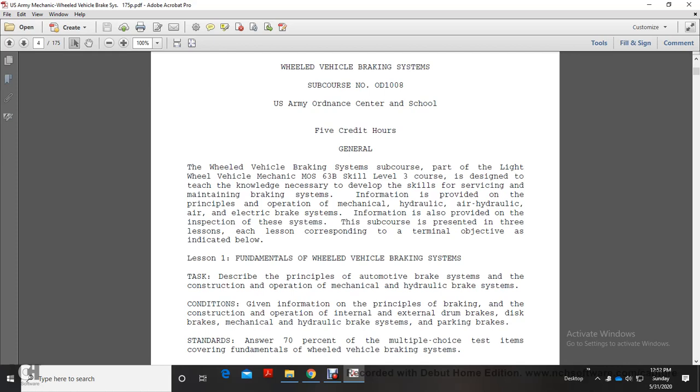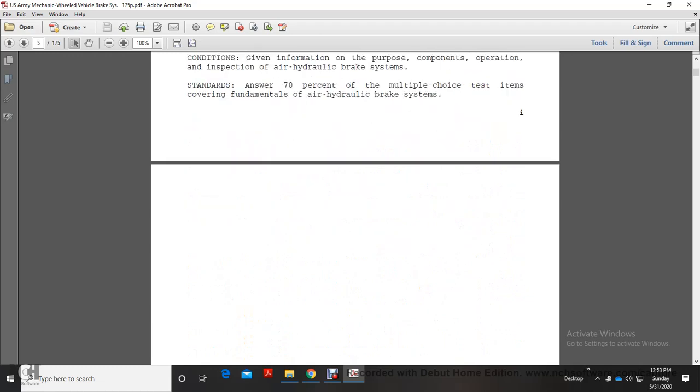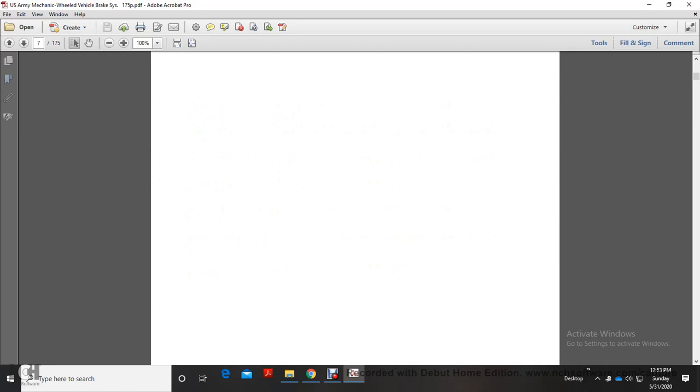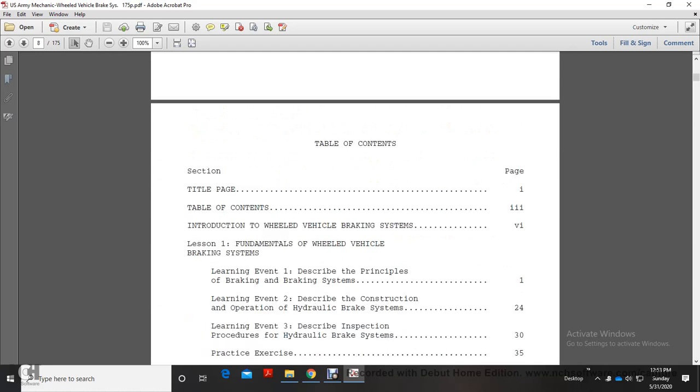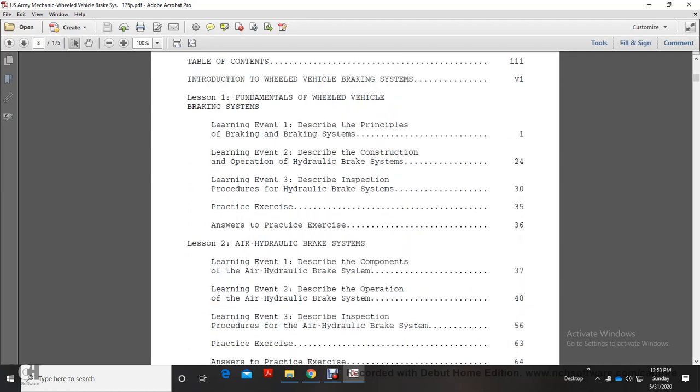The subcourse is presented in 3 lessons. Each lesson has a corresponding terminal objective indicated below. Lesson 1 would be your fundamentals of wheel vehicle braking systems. Lesson 2, air hydraulic brake systems. Lesson 3, air brake systems. And then we'll continue to the title page, table of contents, introduction, wheel vehicle braking systems, fundamental wheel brake systems. Learning event 1, describe the principal braking and braking systems. Learning event 2, describe construction and operation of hydraulic brake system. Learning event 3, describe inspection procedure, hydraulic brake inspection, practice and answers.